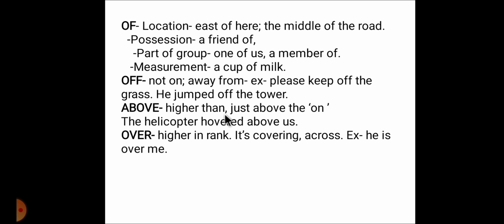Above, higher than, just above the on. The helicopter hovered above us. Next, over, higher in rank, it is covering. So it is covering. He is over me. So these are all the prepositions we need to repeat once again, and you people make your own examples and practice it.